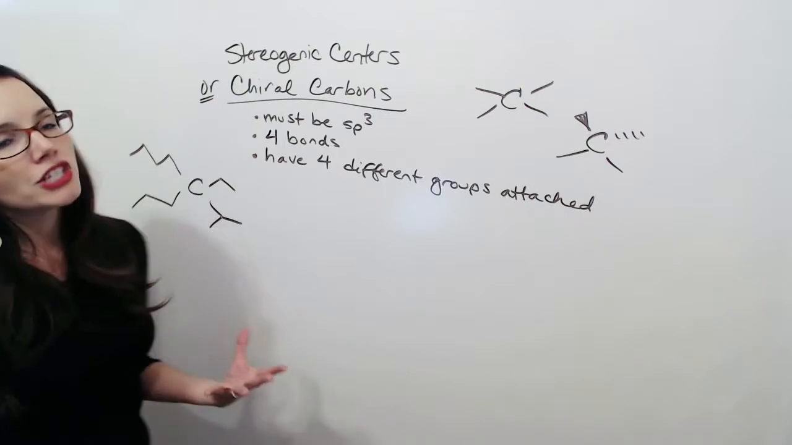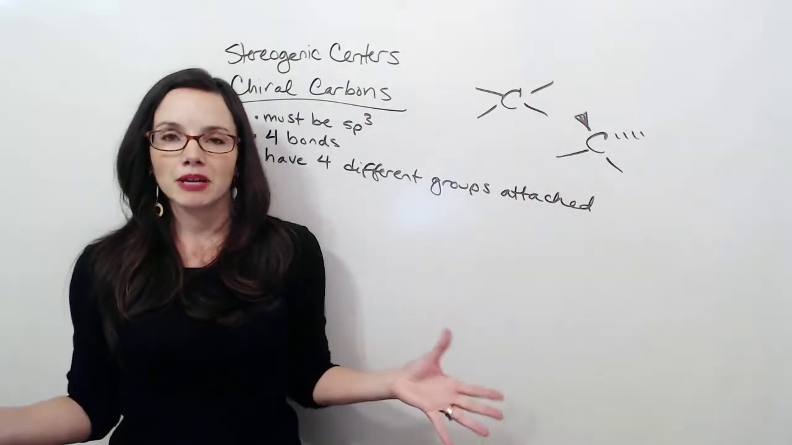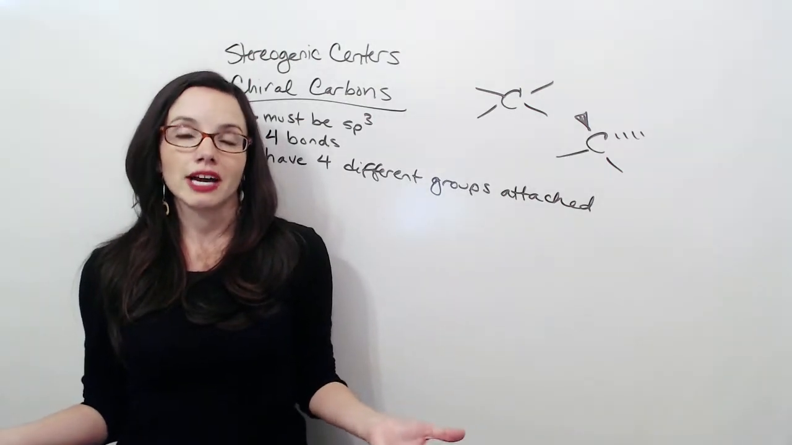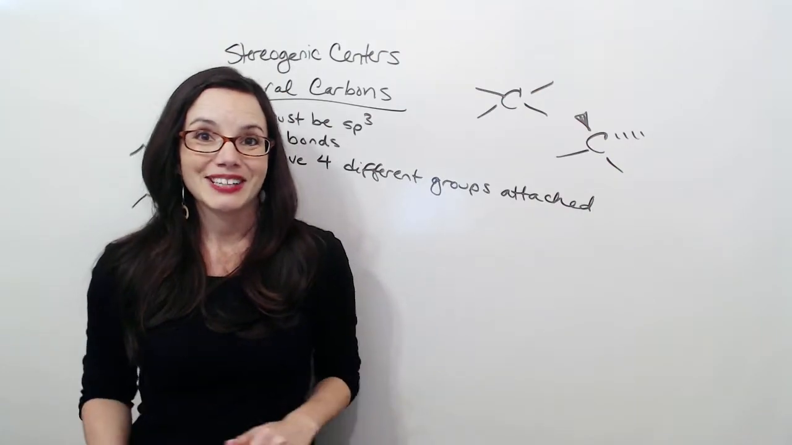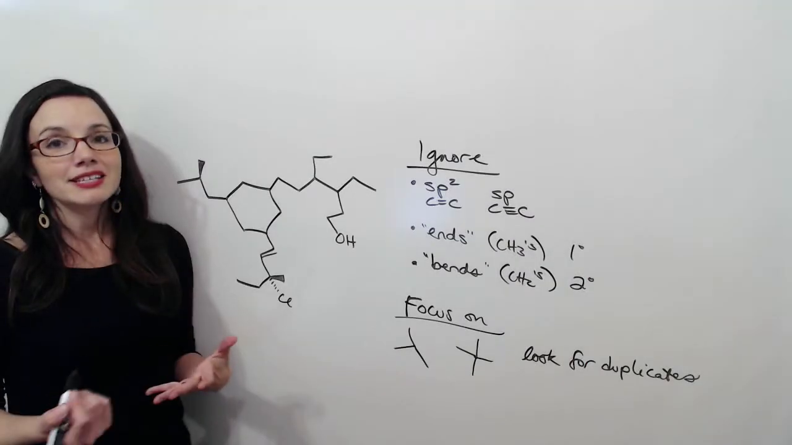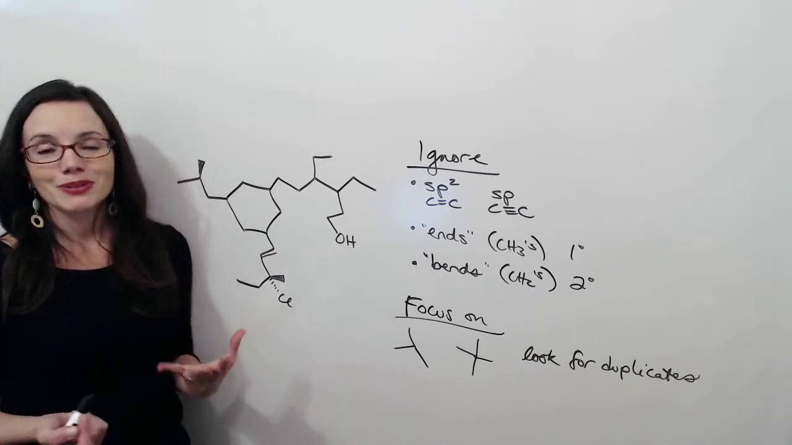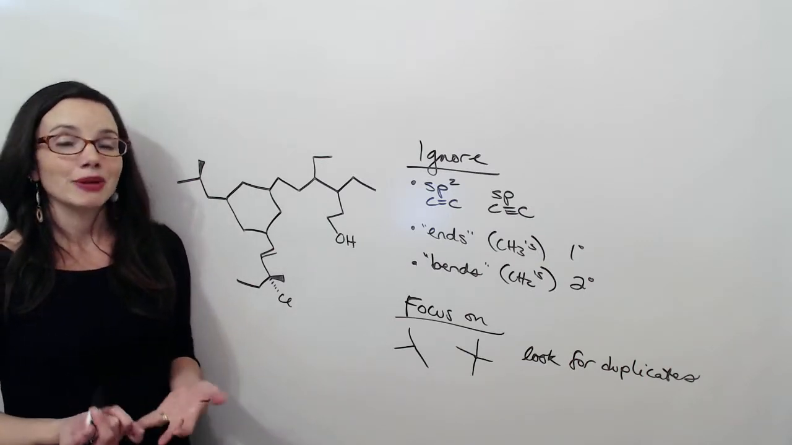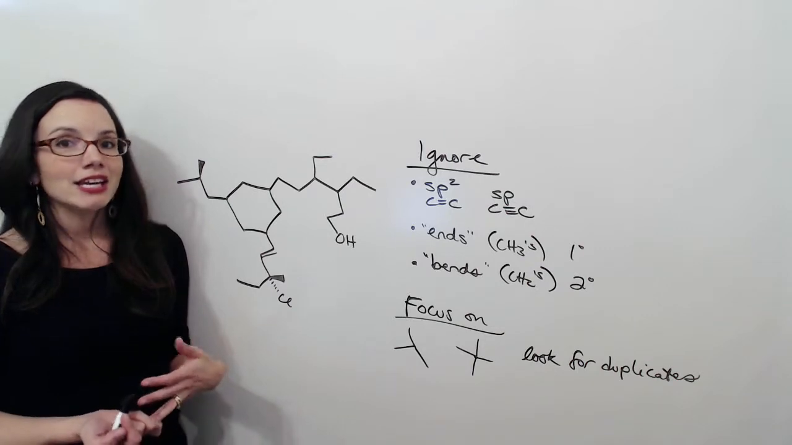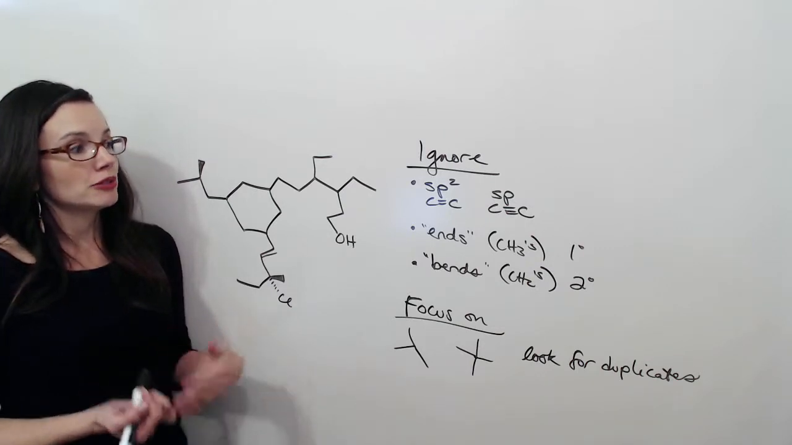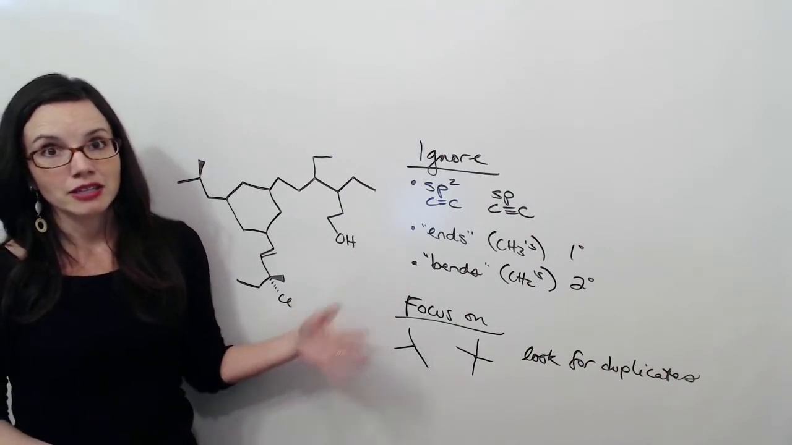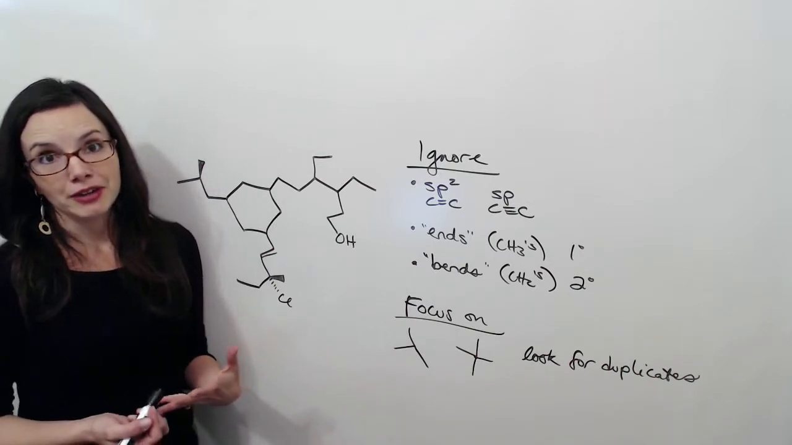So one of the jobs that you're going to have is to look at a big molecule and identify all the chiral carbons in it. So let's take a look at how to do that. Here's an example of the kind of problem that you might see. You could be given a big molecule like this and asked, how many chiral carbons does it have? And in order to do that, you'll want to be able to ignore the carbons that don't matter and focus on the carbons that do matter.